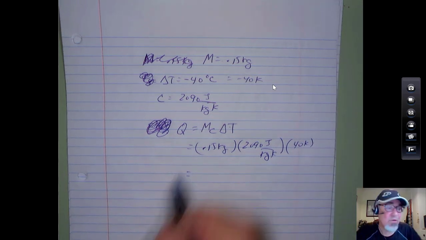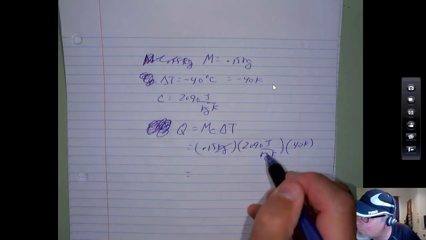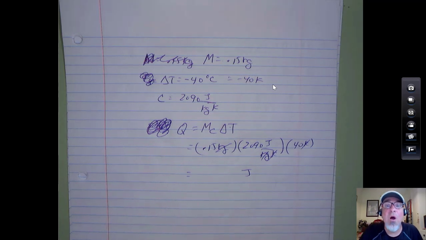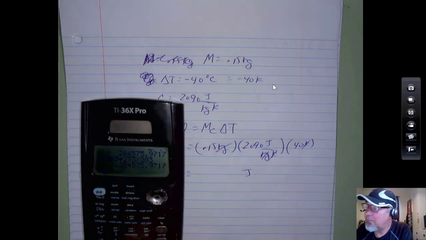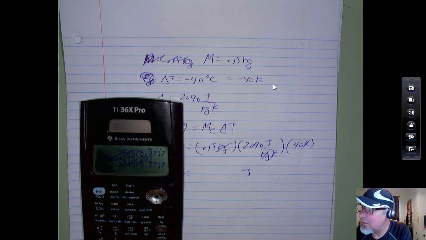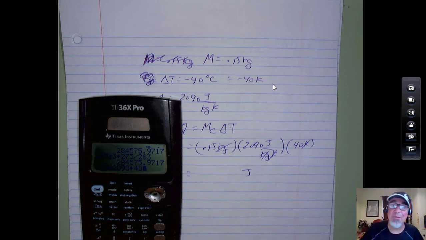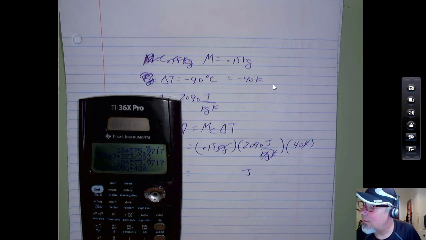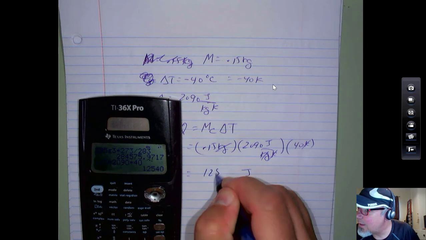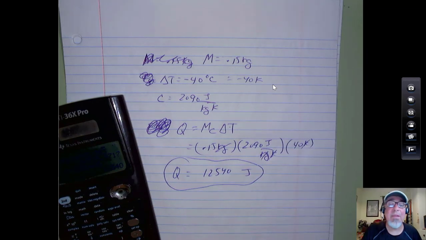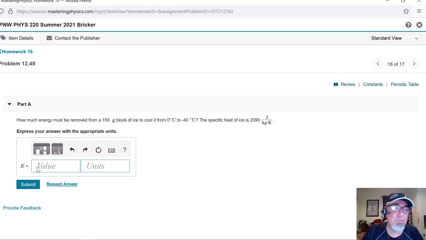Okay, so we can put everything together here. Let's look at the units. Kilograms cancel out, Kelvin cancels out, so we'll end up in joules. So energy, heat, all measured in joules. Okay, so we've got 0.15 times 2090 times 40. Again, technically it should be -40, but I'm going to be taking the absolute value in a minute anyway, so I just neglected to write that. Okay, good. 12540 joules. That's the magnitude of the energy that's removed. So you put the value here, and then put the units here. So the units again are joules.